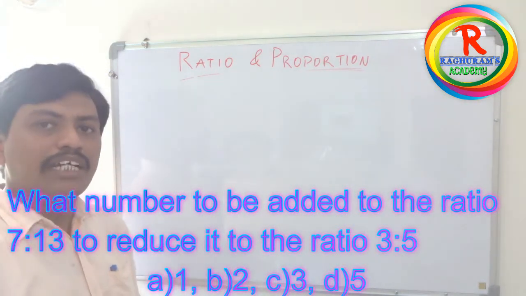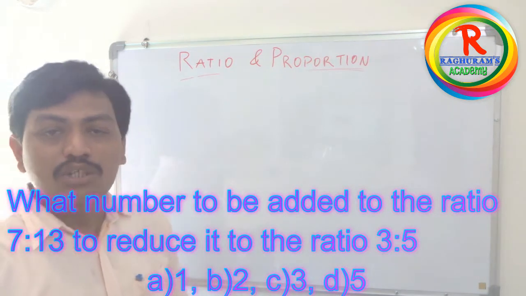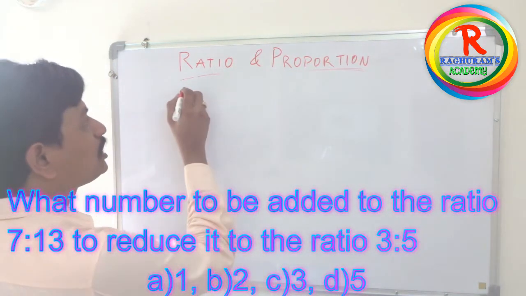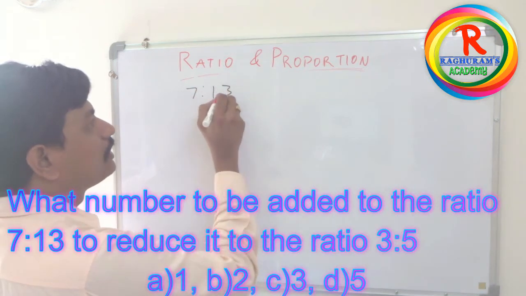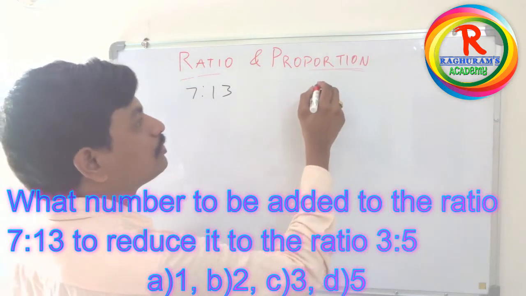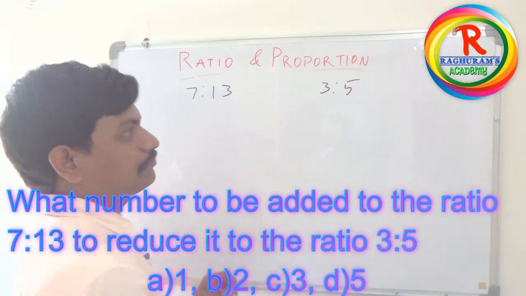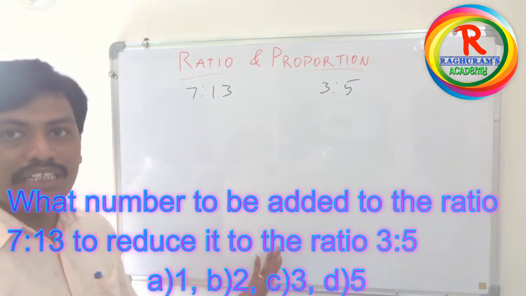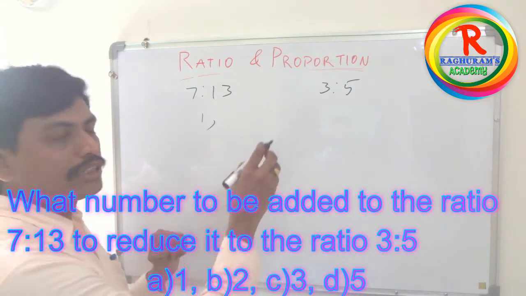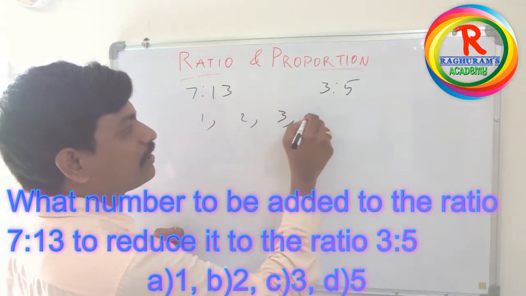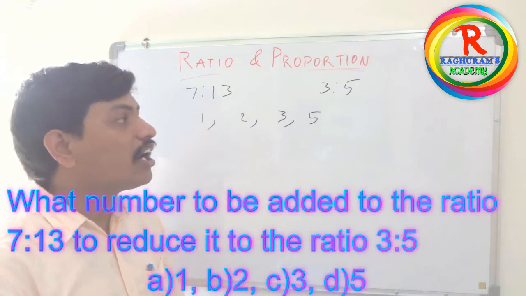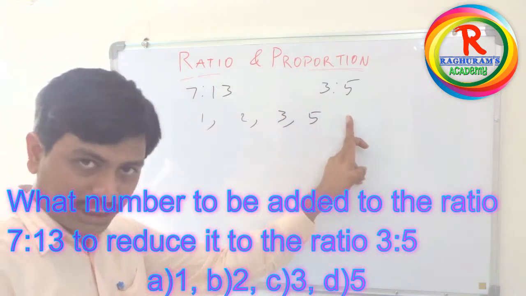Some problems can be done using the options. So what's the question? What number must be added to the ratio 7:13 to reduce the ratio to 3:5? Here in this case the options are 1, 2, 3, 5. Based on the answers, we find the answer to this question.